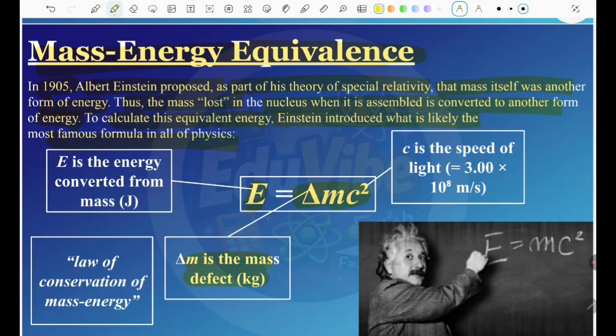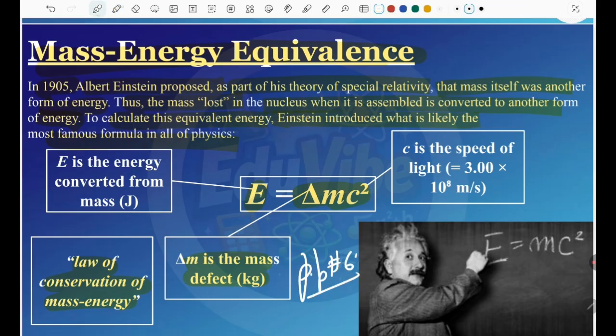The energy is equal to delta M, which is the mass defect, times c squared, with the mass defect in kilograms. The law of conservation of mass and energy is physics principle number 6. C is the speed of light, and E is the energy converted from the mass. The energy converted from the mass we take in joules, not in eV. We always say it in joules. So that's the Einstein equation, and we use that equation again and again.